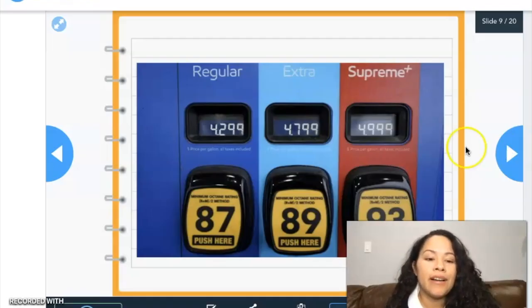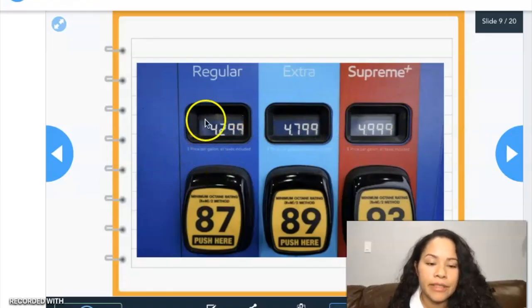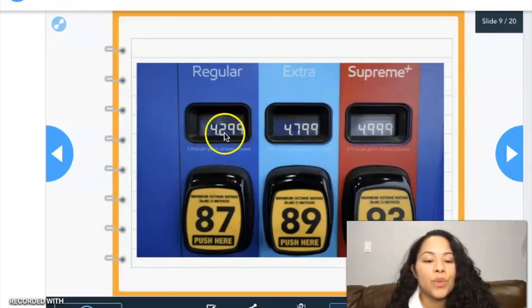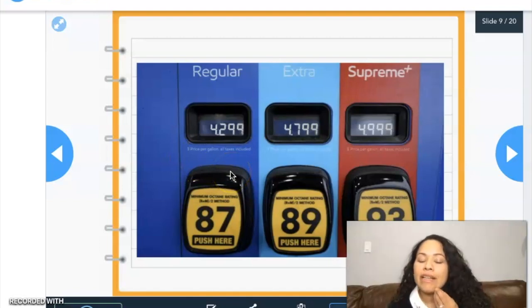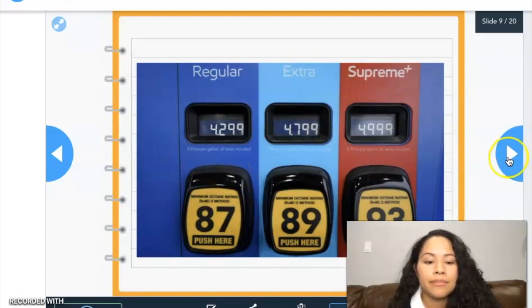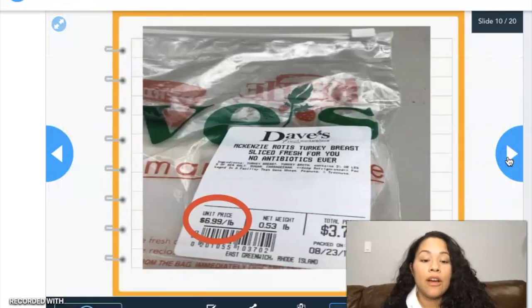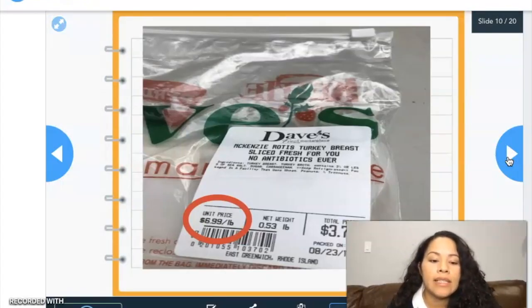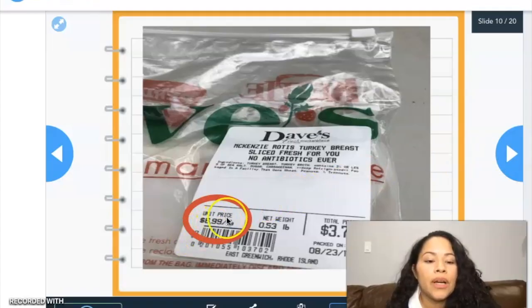So for instance, we have gasoline. Right now it is very expensive. $4.29, almost 30 cents, for 1 gallon of regular gas. So that is the unit rate of gasoline. Also, you might go to the deli at the supermarket and you might pick up some cold cuts or whatever the case is. And typically they will tell you the unit price. So the rate for this would be $6.99 per every 1 pound of, in this case, turkey breast, sliced fresh.